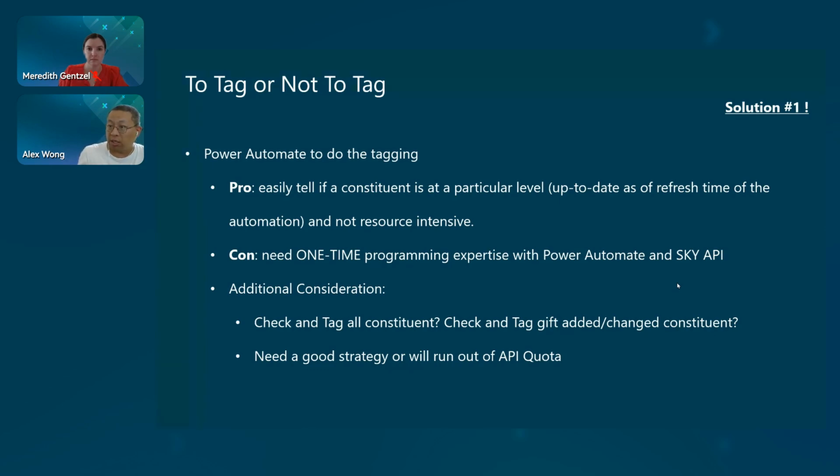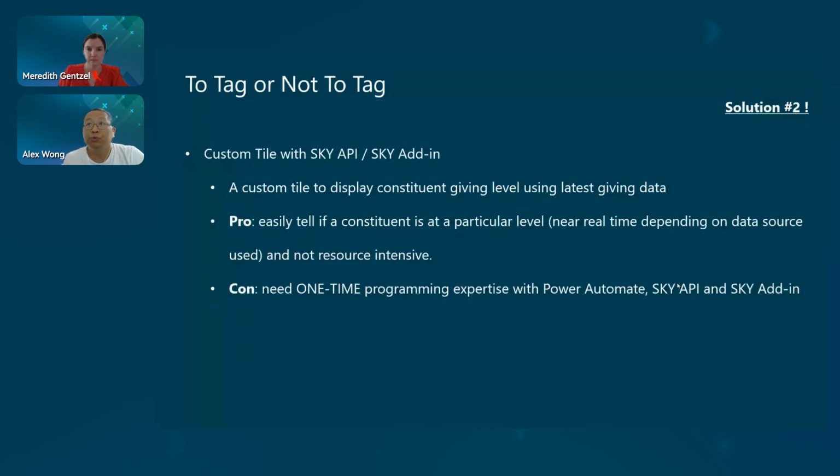So solution 2 is basically the ability to not do tagging at all, but still have all the benefits as if there was tagging. So basically, it is a situation where you can use Sky API and Sky add-ins to build a custom tile onto a constituent record on the web view. Of course, if someone is in the database view, they're quote unquote out of luck.